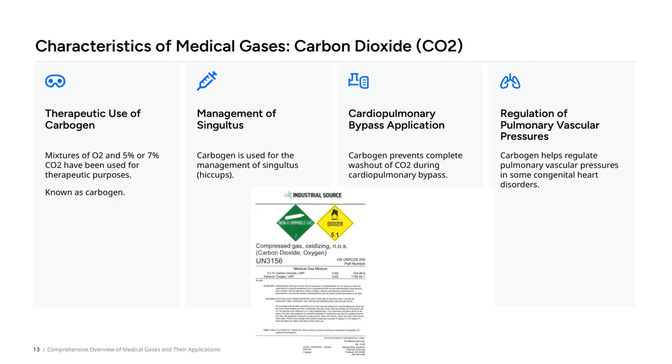Additionally, mixtures of oxygen with small amounts of CO2, typically 5% or 7%, are used for therapeutic purposes. This mixture, known as Carbogen, can improve oxygen delivery and has various clinical applications. Overall, the use of Carbogen in these different settings highlights its versatility and importance in respiratory and cardiovascular care.